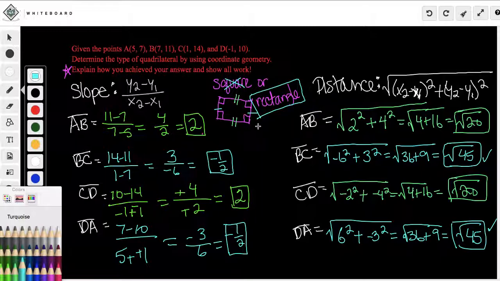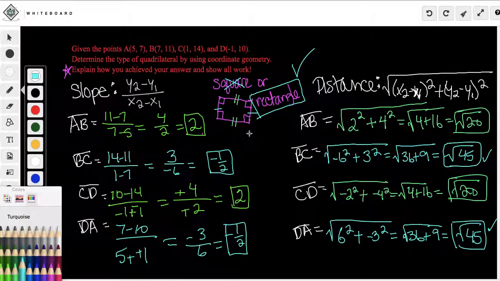So you're going to tell me that it's a rectangle, and then you're going to explain how you achieved your answer. So you're going to show me all this work, and then you're going to tell me it is a rectangle because these two opposite sides are congruent and these two opposite sides are congruent, and because the slopes of these line segments are opposite reciprocals, we know that the lines are perpendicular to each other, which creates a rectangle. That is how you find the type of quadrilateral using coordinate geometry.